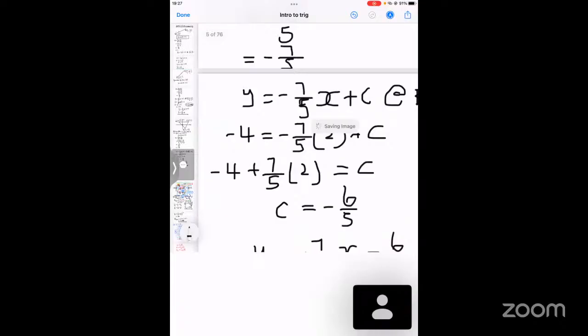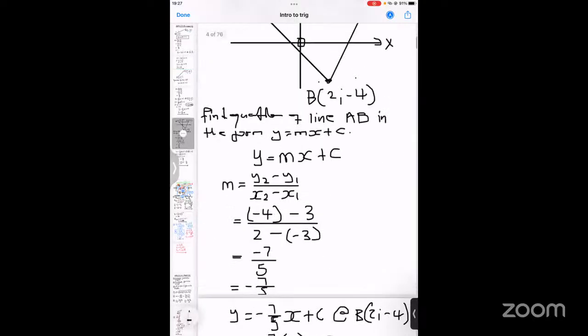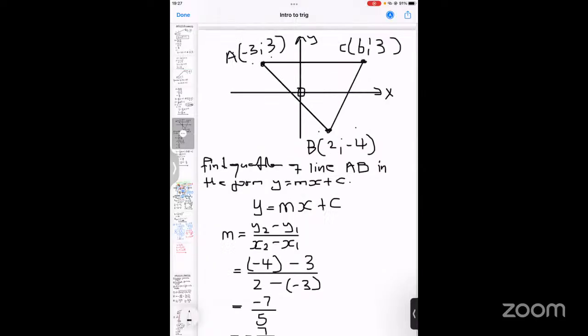Then it's fine. I am therefore going to give you a question to do. Now I want you guys to determine or to find the equation of the line BC.